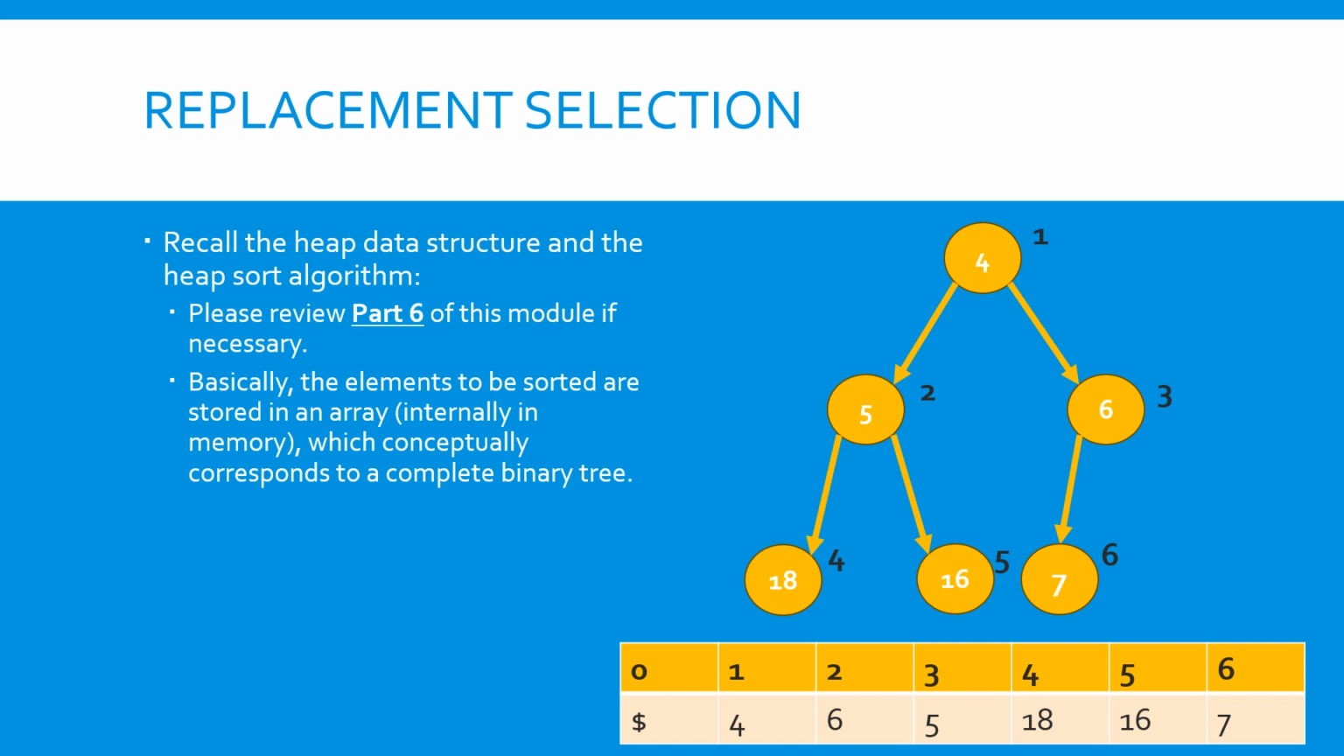We have presented the heap sort algorithm in part 6 of this module. You can review the material if necessary. Basically, the heap sort algorithm relies on the heap data structure to sort the data, where the data elements are stored in an array that conceptually represents a full binary tree. Note that this array is stored internally in memory.